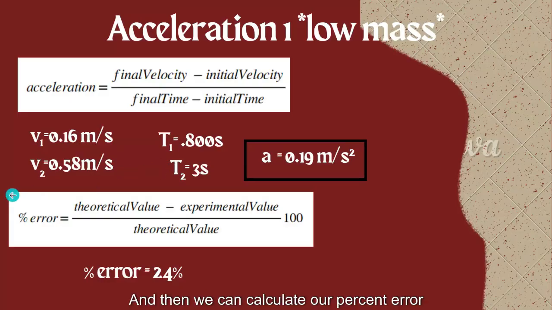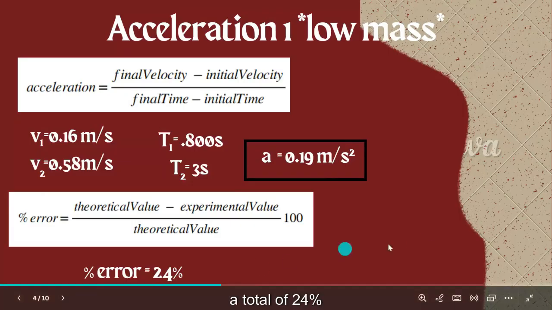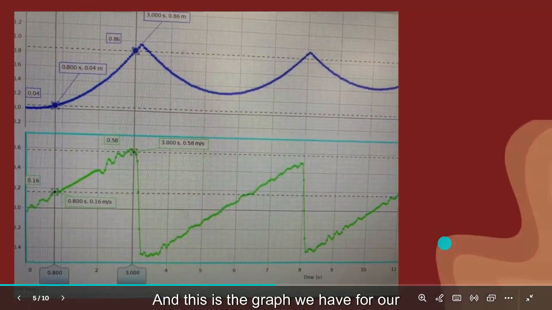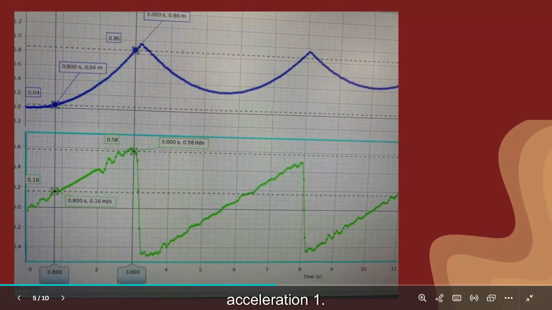And then we can calculate our percent error using our theoretical value and our experimental value, which in this case, our theoretical value is 0.25, since it was our theoretical acceleration, minus the experimental, which is 0.19 meters per second squared, and we got a total of 24% error. And this is the graph we have for our acceleration 1. And here you can see where we got our initial velocity and final velocity.